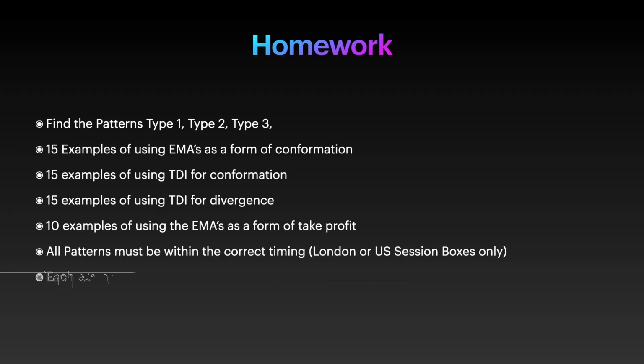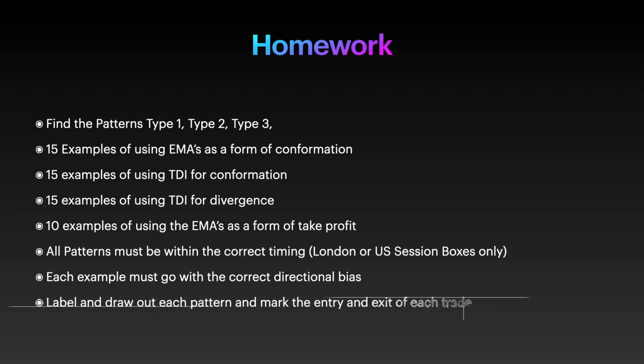Most importantly, each example must go with the directional bias, like I've said. I want you to label and draw out each pattern, mark the entry and exits of each trade. So essentially, just how you were doing it for last week's homeworks, where you were drawing the actual pattern, putting in the risk to reward ratio and all that stuff, you're doing all of that. This doesn't change. Okay, none of that changes.